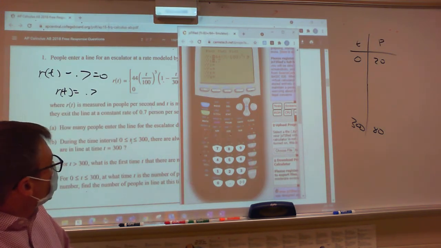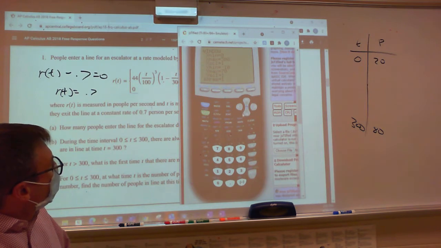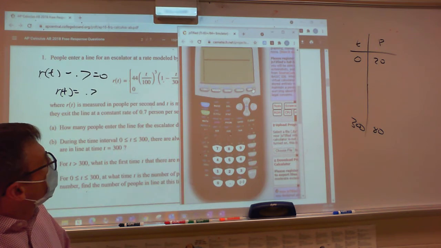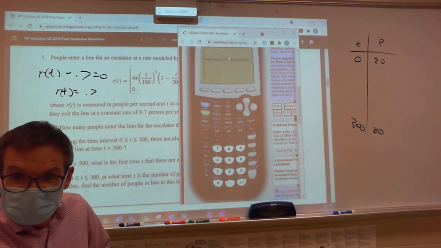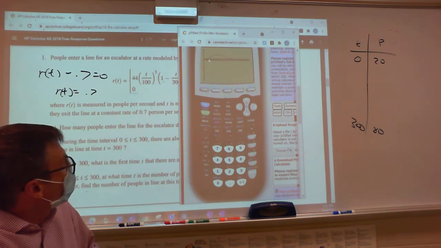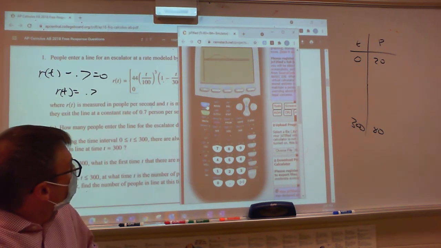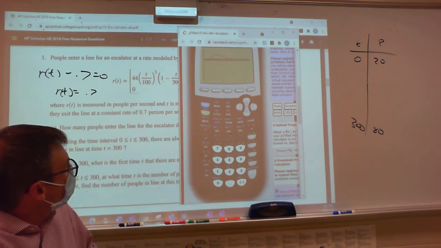Since we're measuring from 0 to 300, I probably want to change my window to go from 0 to 300. We may have to change our y value. I've already done this one. I think the y value of 5 actually works for this. So there's R of t, and there's our 0.7. And so we've got to find these intersection points. So I'm going to do second calc and look for an intersection point here.